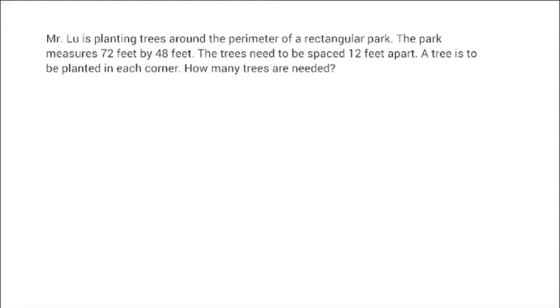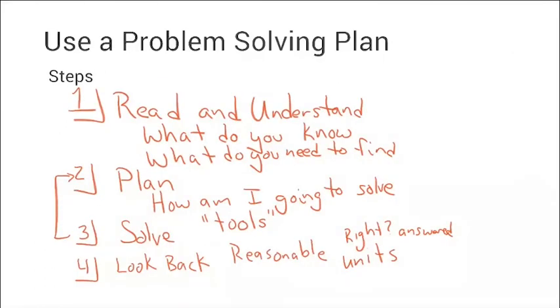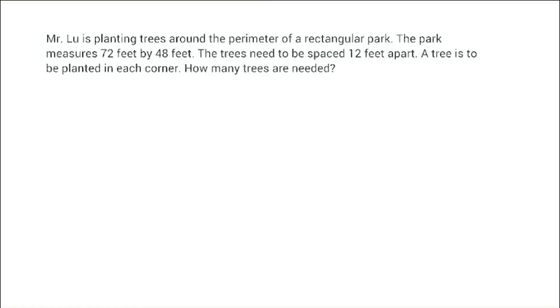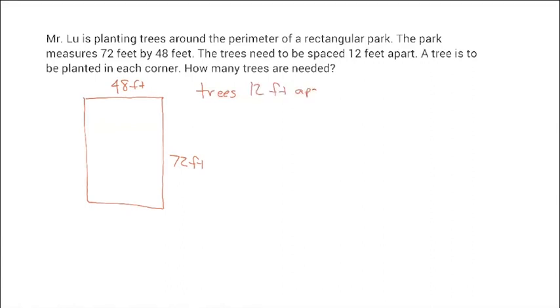Okay. So if we go back to my steps, I need to understand the problem, figure out what I know, what I need to find, then plan, then solve, and look back. So let's look here. What do I know and what do I need to find? Well, I know I have a park that is 48 by 72 feet. The trees are 12 feet apart. And I have trees in the corner. And I need to find the number of trees.